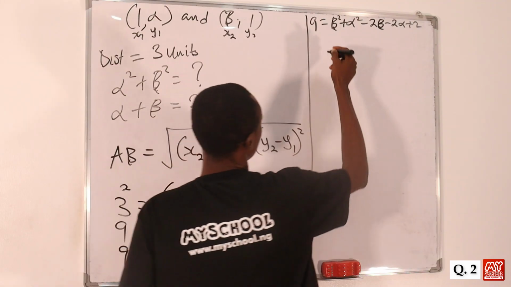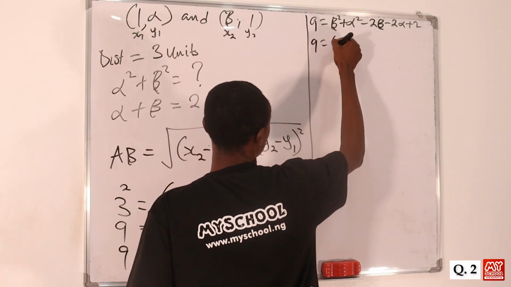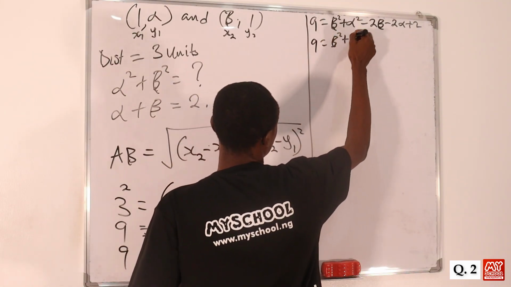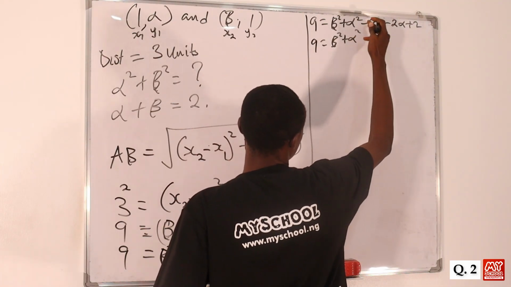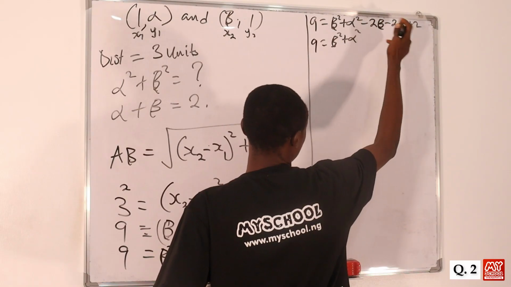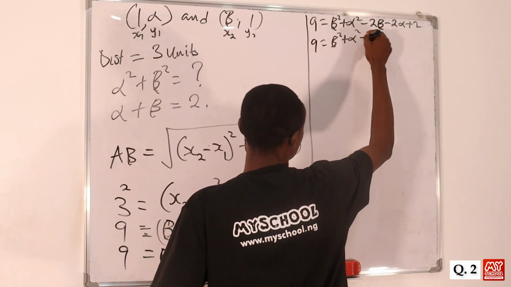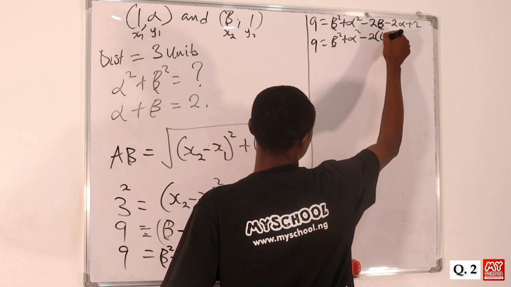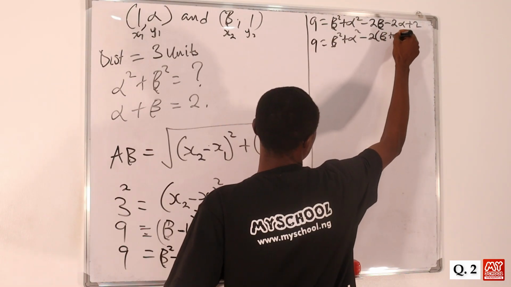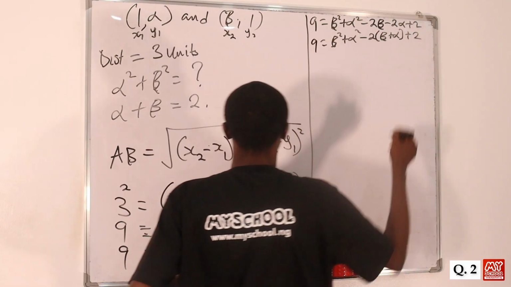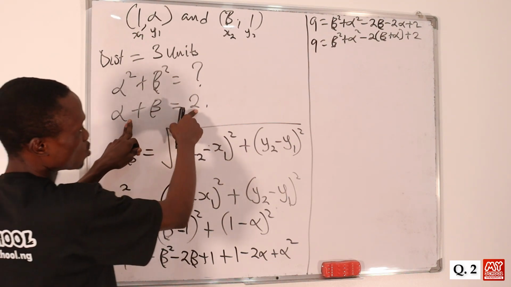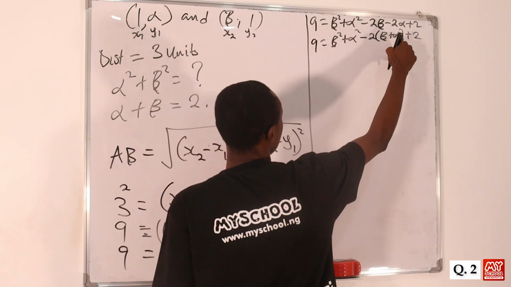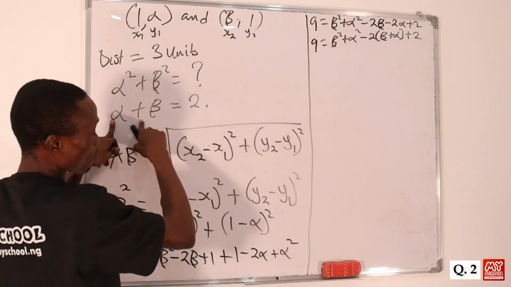Okay, so let's simplify further. So here we're having 9 is equals to beta square plus alpha square. Then let's open up this. Since we have minus and we have minus, and we have 2 common to both of them, we can bring out the minus 2 and now put the beta and the alpha in brackets, then plus 2. But remember, in this question, we are asked to take alpha plus beta to be equals to 2. Now remember that your beta plus alpha is still the same thing as alpha plus beta.